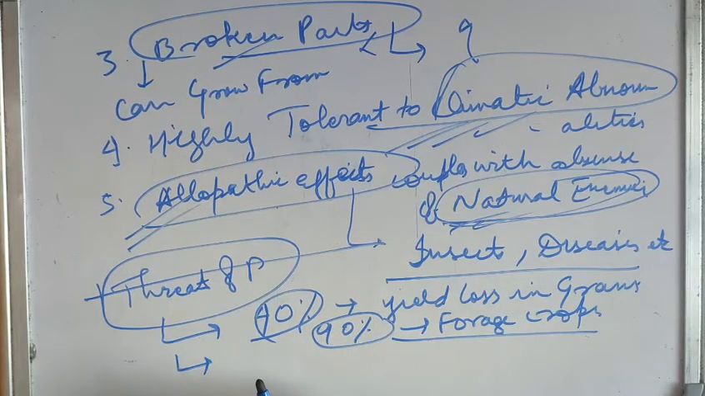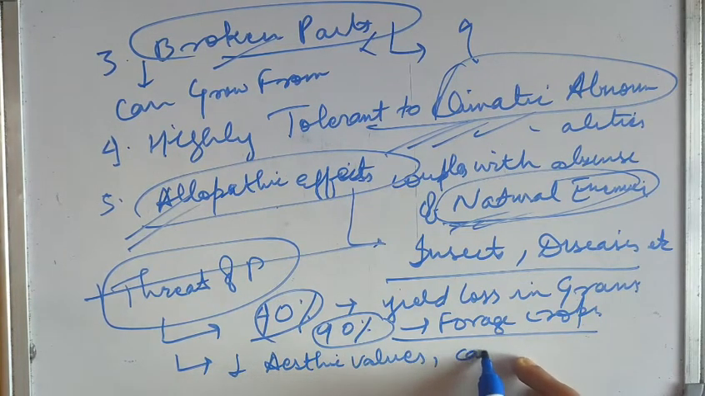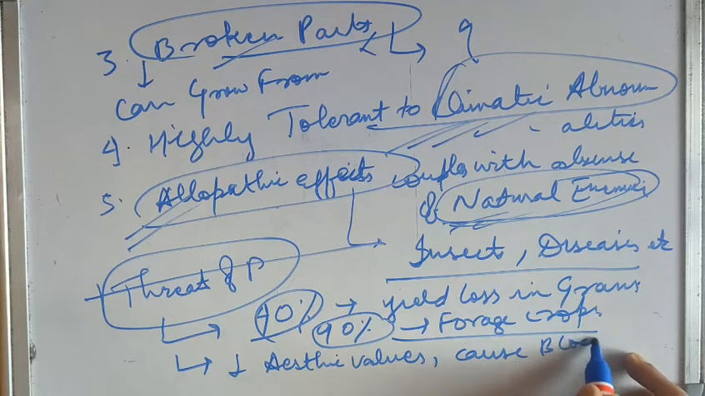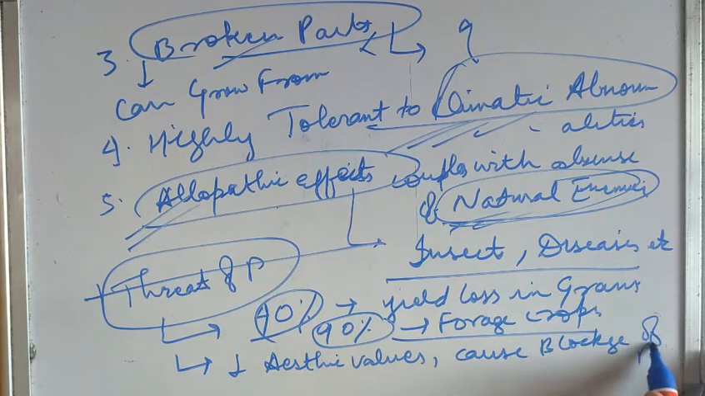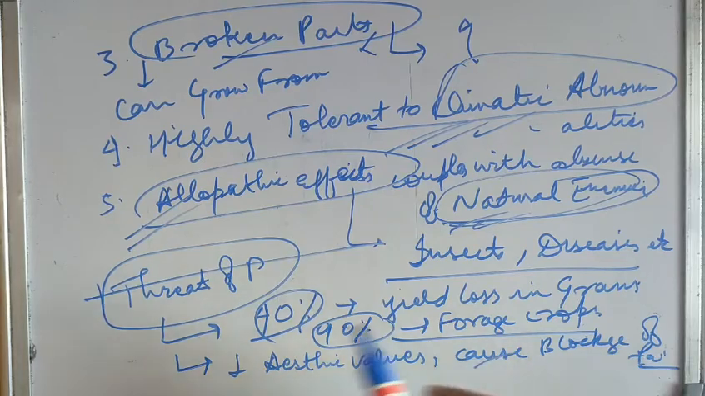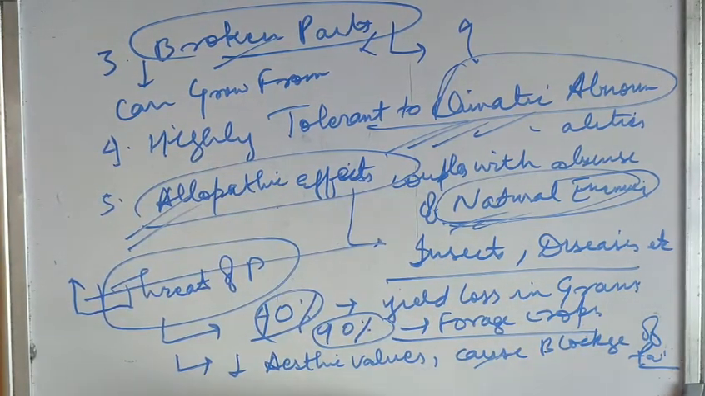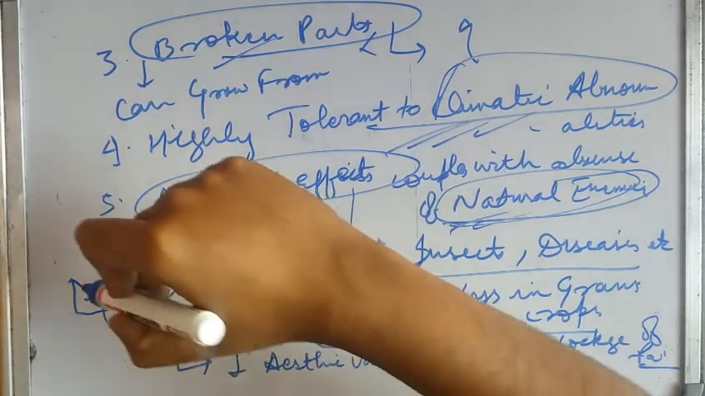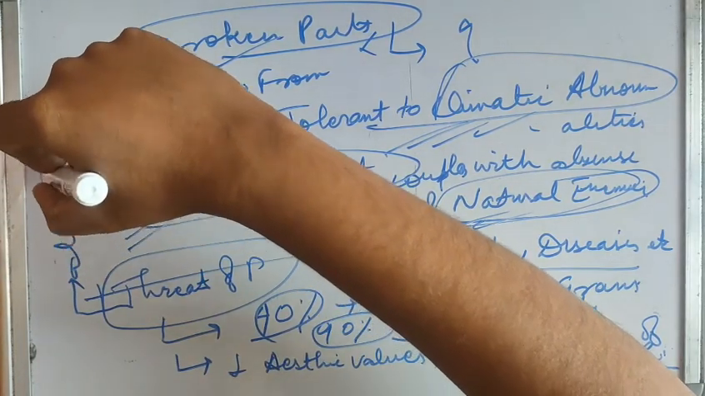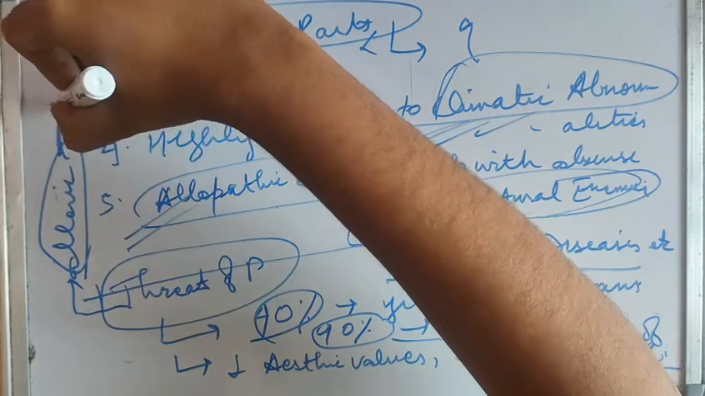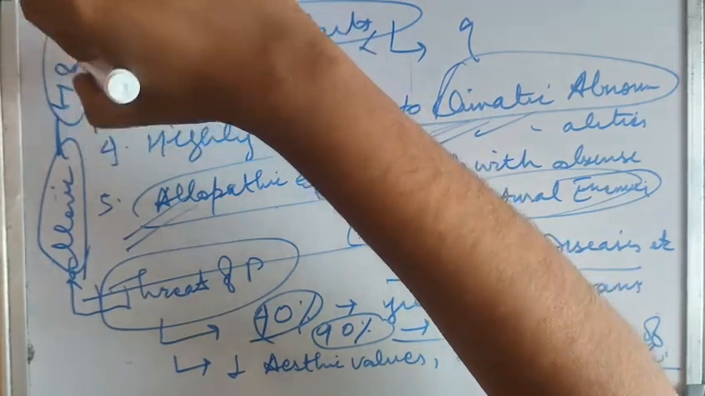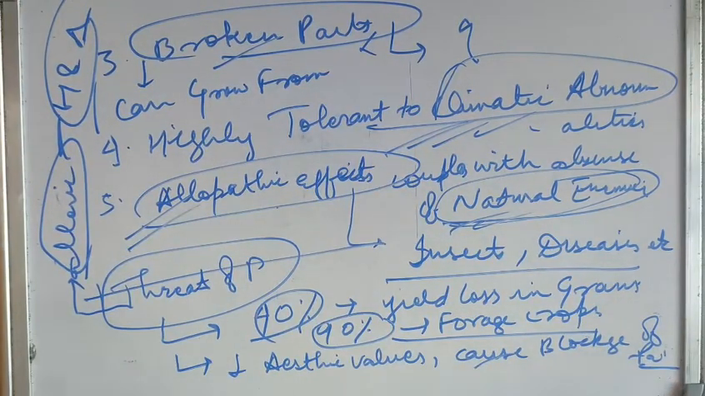It reduces aesthetic values, causes blockage of pathways. It even causes a huge amount of allergic reactions to humans and animals. It is allergic to humans and animals. Hope you all get this. So these are some threats of Parthenium.